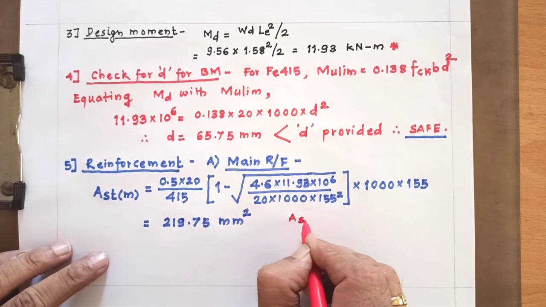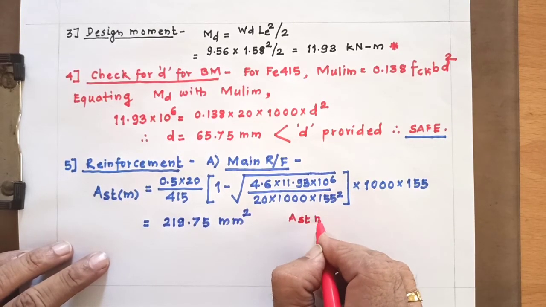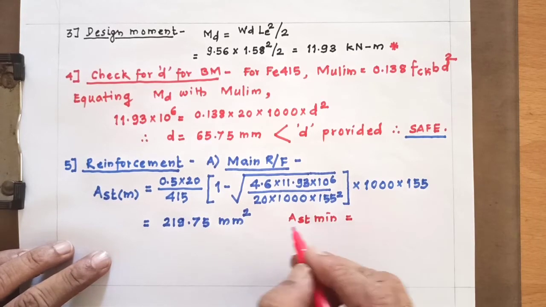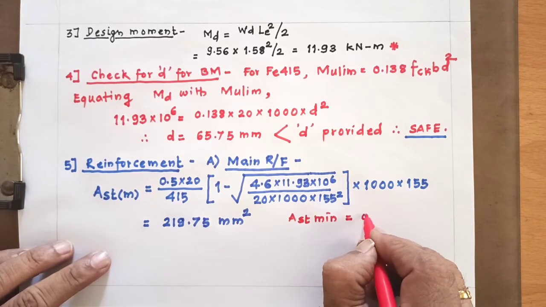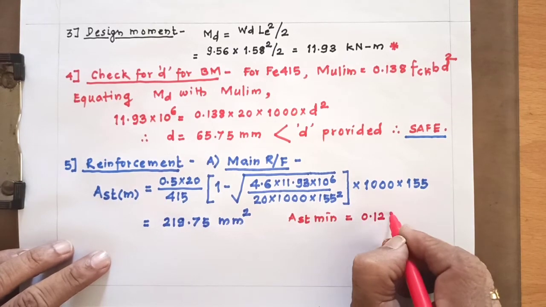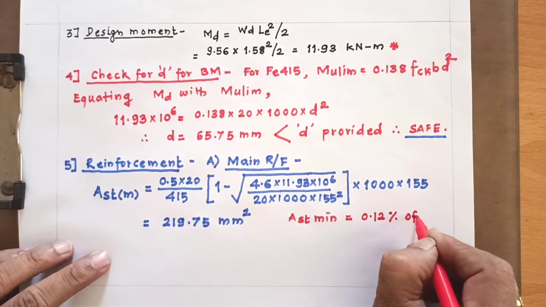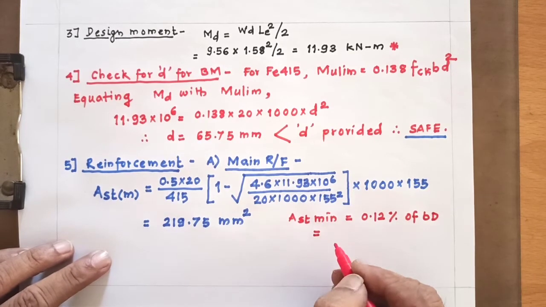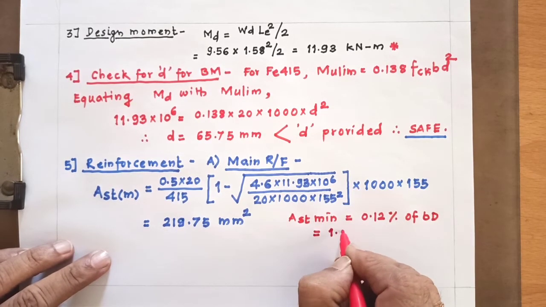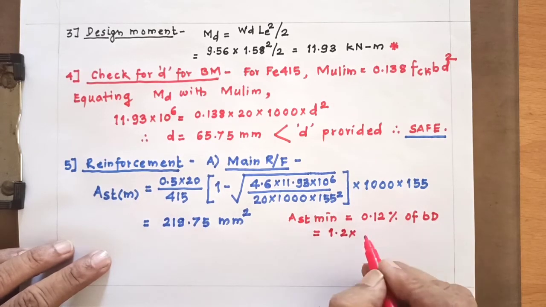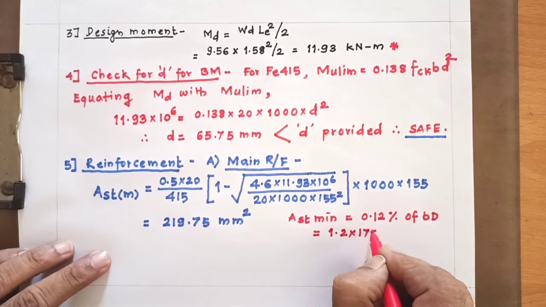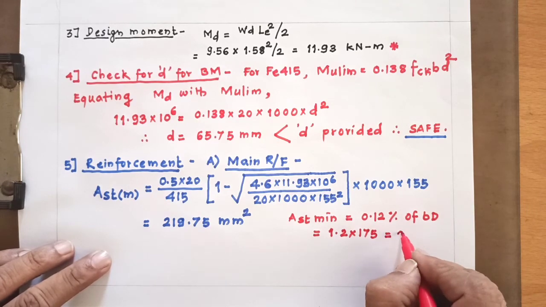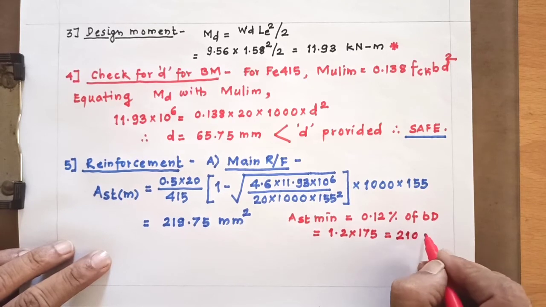AST minimum is equal to, always as we are using Fe415, it is 0.12% of BD. So this will be 0.12% means 1.2 times D, overall depth 175, which comes out to be 210 mm square.